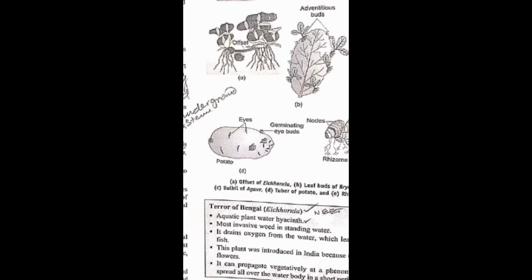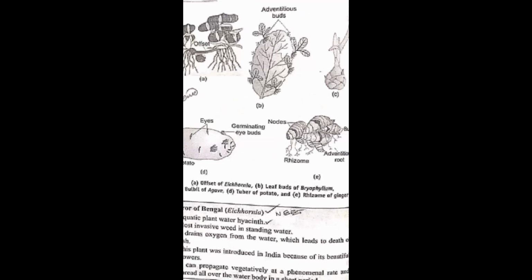Also another one is called the rhizome of ginger. In ginger, there is a node. Each and every node is separated by a small line-like structure, a horizontal line. In between there is also a small leaf-like structure. The leaf-like structure is called scaly leaves.